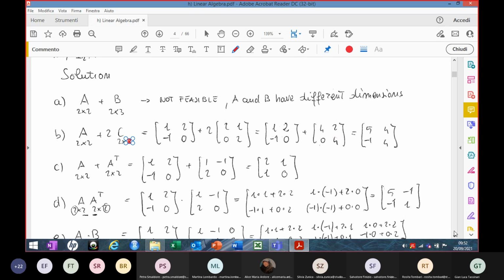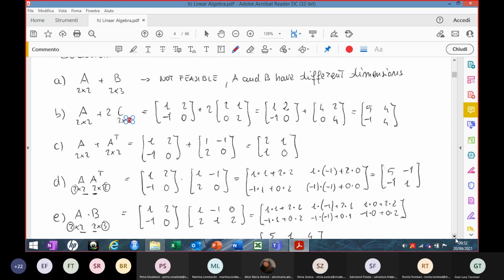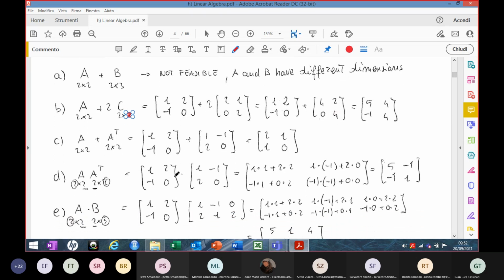Okay, guys. Now, the other operation I am asked to compute is the following. A times A transpose. Is the product A times A transpose feasible? So right below the dimension of the two matrices. A is a 2 times 2 matrix. Its transpose is a 2 times 2.